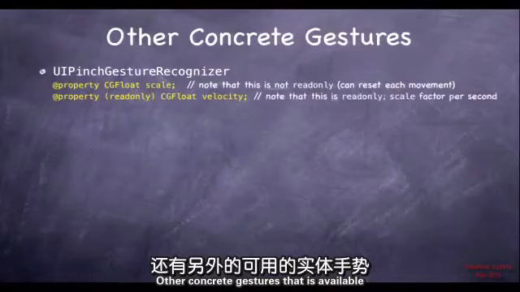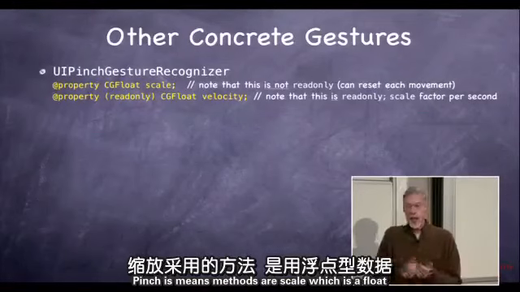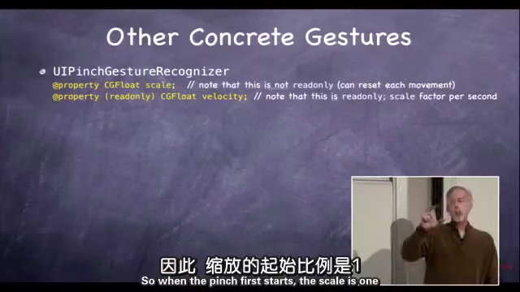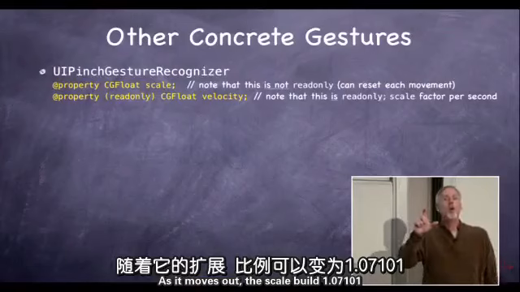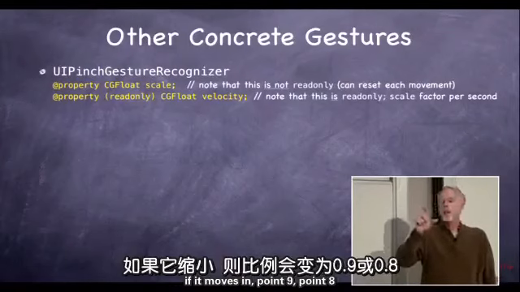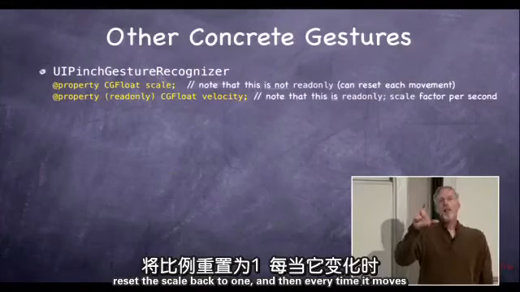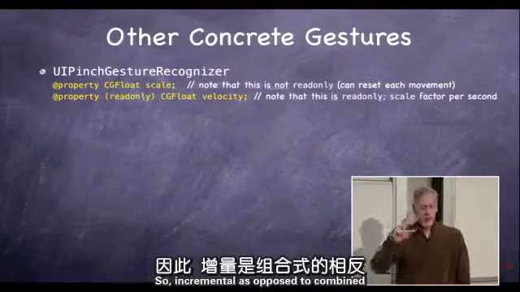Okay. Other concrete gestures that are available. There's pinch. Pinch's main property is scale, which is a float that tells you the scale. So when the pinch first starts, the scale is 1. As it moves out, the scale will be 1.07, 1.1. If it moves in, 0.9, 0.8. And again, scale is writable, so you can always reset the scale back to 1, and then every time it moves, you'll be getting relative to the last scale. Okay, so incremental as opposed to combined.